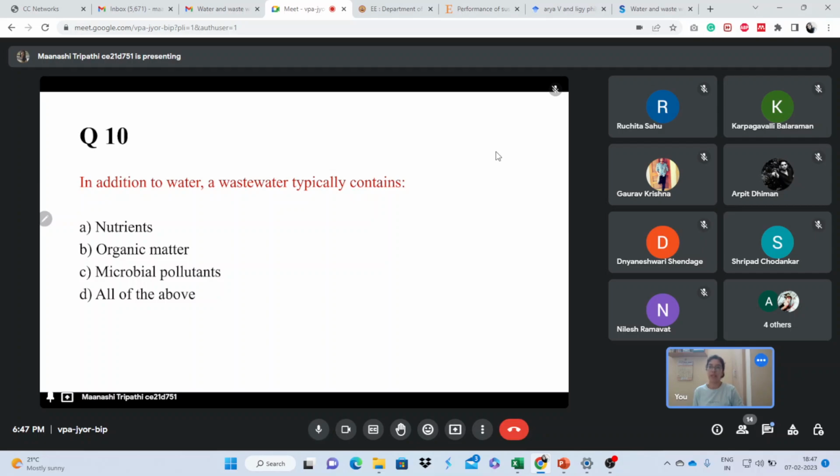Question number 10 is, in addition to water, a wastewater typically contains nutrients, organic matter, microbial pollutant, or all of the above. What can be the answer? Very good. The answer is all of the above. It may contain nutrients like nitrate, phosphate, ammonia, all these things. Some micronutrients also. Organic matter, yes, we know, we measure it in terms of BOD. Microbial pollutant, yes, of course. Pathogens were there. Good bacteria, bad bacteria, everything is there. So, the answer is all of the above.